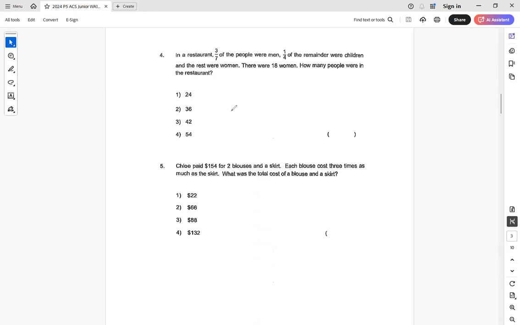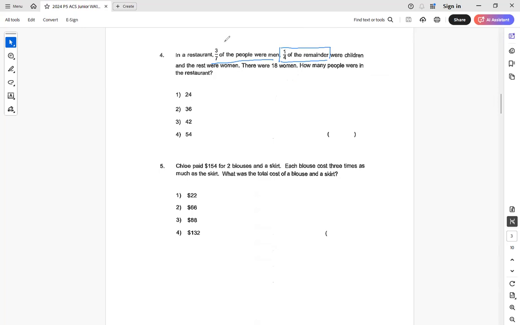Question 4. In a restaurant, 3/7 of the people were men, 1/4 of the remainder were children, and the rest were women. There were 18 women. How many people were in the restaurant? So for a fraction question, they tell us 3/7 of the people were men. Then important part is this 1/4 of remainder were children. Every time when you see this phrasing, fraction of remainder, just have to draw model, okay? It's the biggest clue for us to draw model.